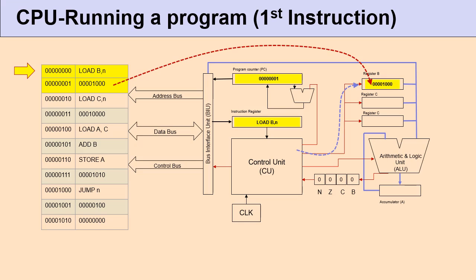So the register B will get this value from the internal data bus, which is the dark blue line shown here, and then copy that into register B for storage until it is referred to and used later by another instruction.